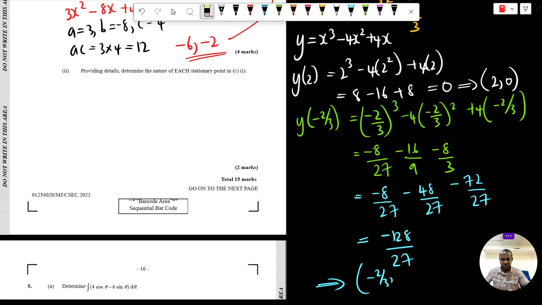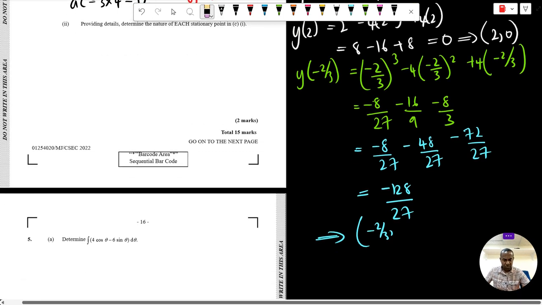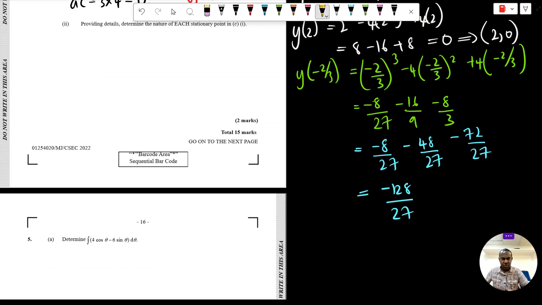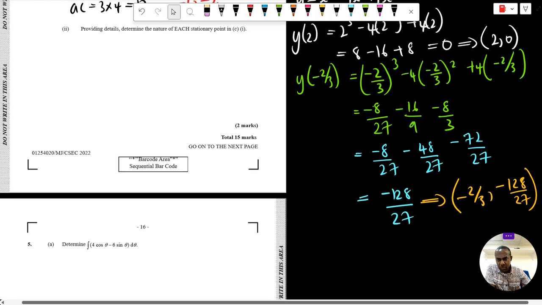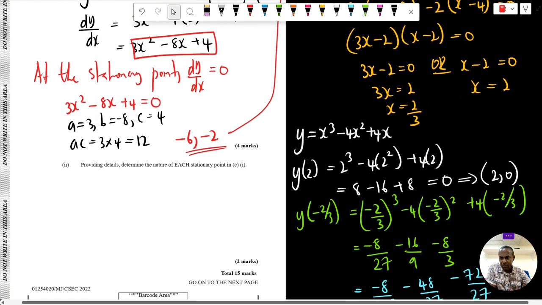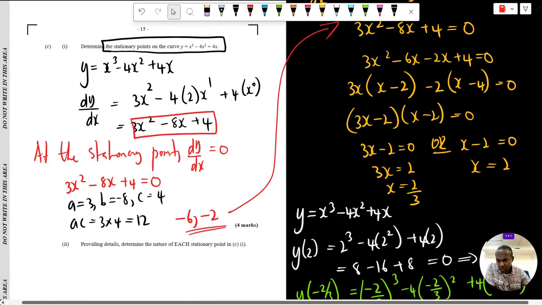Let's make a little bit of space here. So the other stationary point, of course, is minus 2/3, minus 128 over 27. So therefore, those are our stationary points. Well, but that was the end of part one.